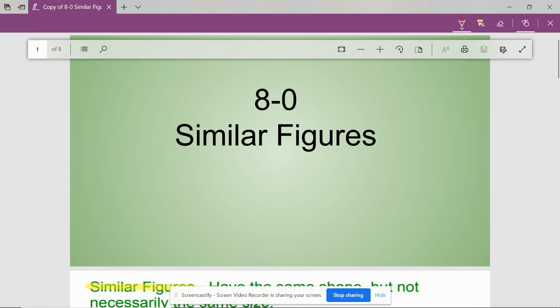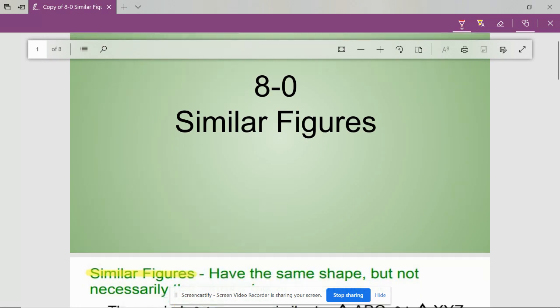We finished up some geometry stuff last week, and so we're moving on to it's kind of the same thing, but really make sure that you have pulled up 8.0 similar figures, and that's what we're going to be looking at today for Monday, May the 4th.